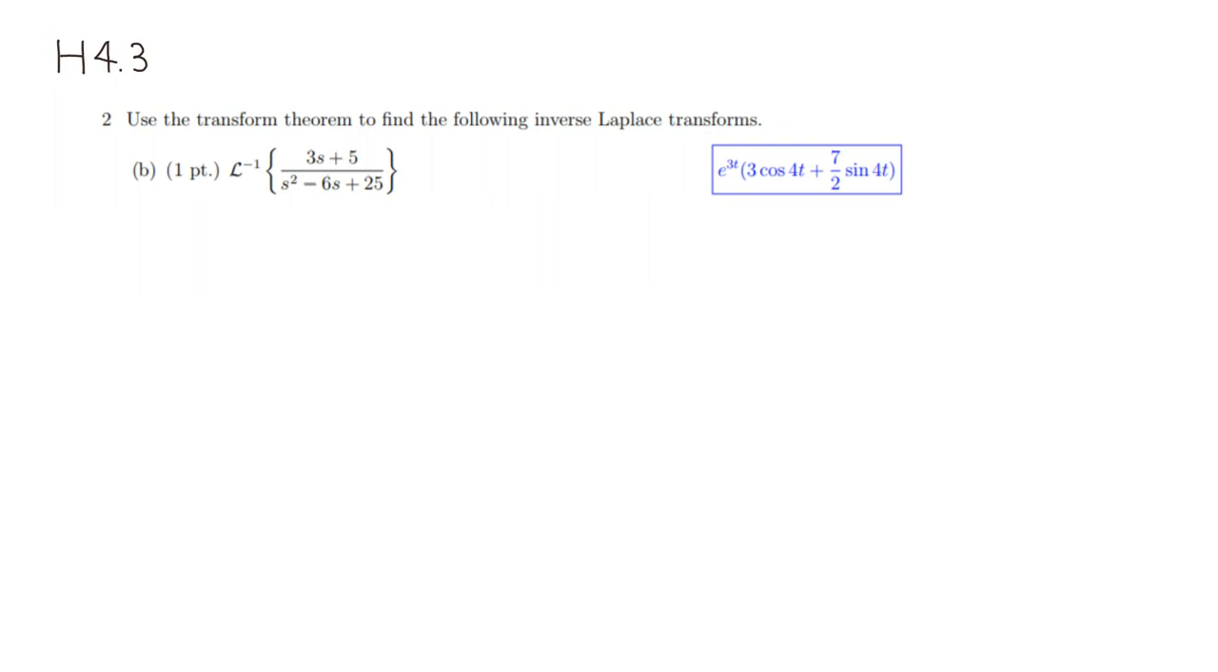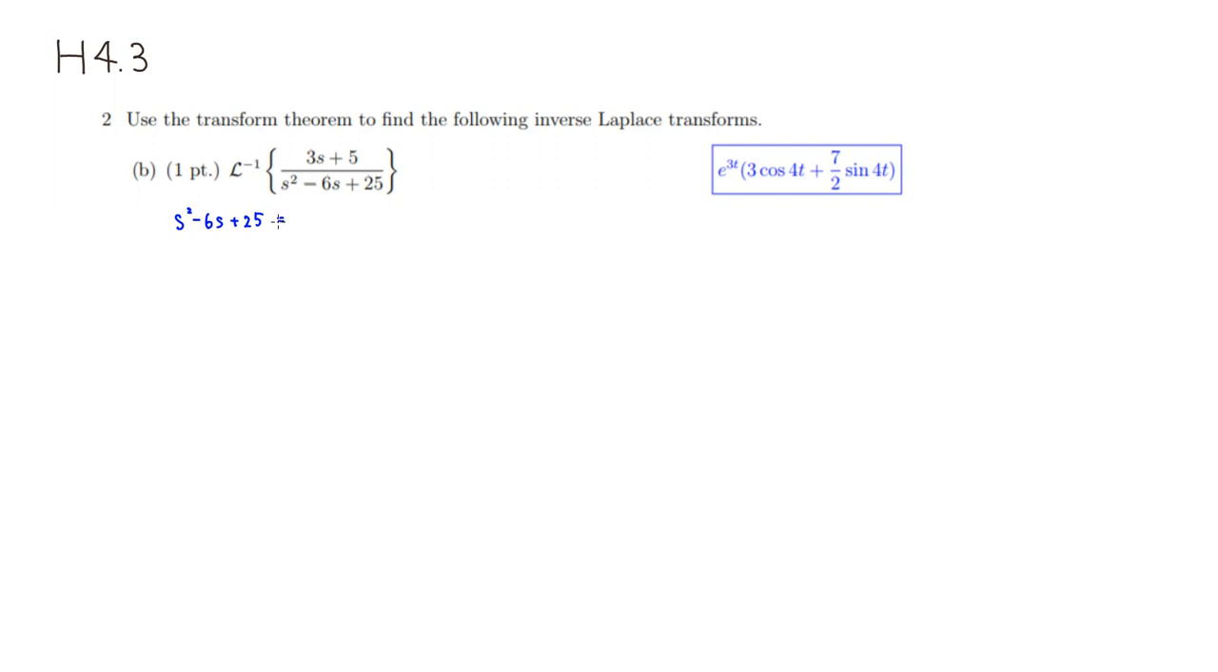Alright, let's look at homework 4.3, problem number 2, part B. Let's find the inverse Laplace transform of the following function. First, I'm going to complete the square. So you have s squared minus 6s plus 25.